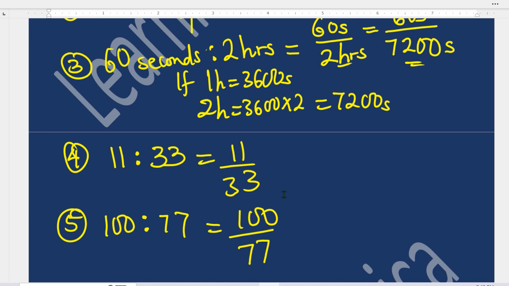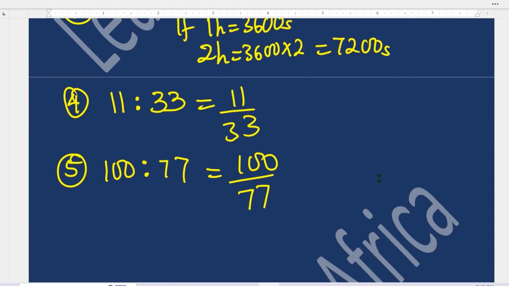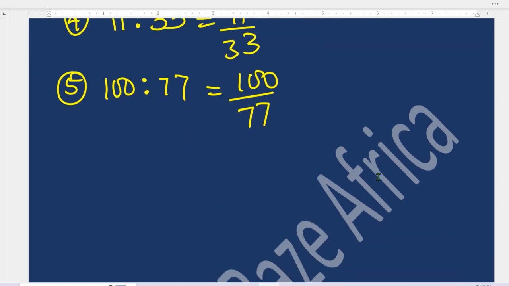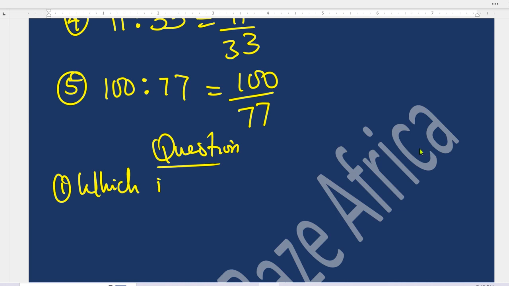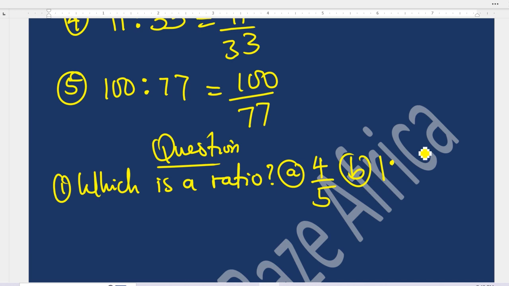All right, so here comes my question. Now look at my screen. You're going to type your answer in the comment section, but look at my screen for your question. So which is a ratio? Which of these two options is a ratio?